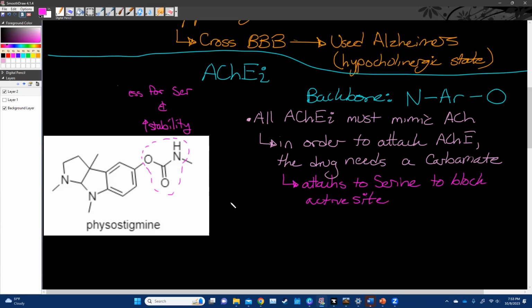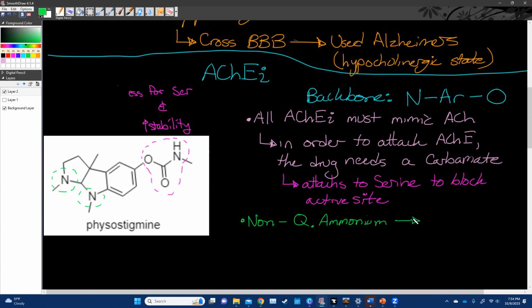Does that make sense? All right. These other nitrogens here are non-quaternary ammonium nitrogens.